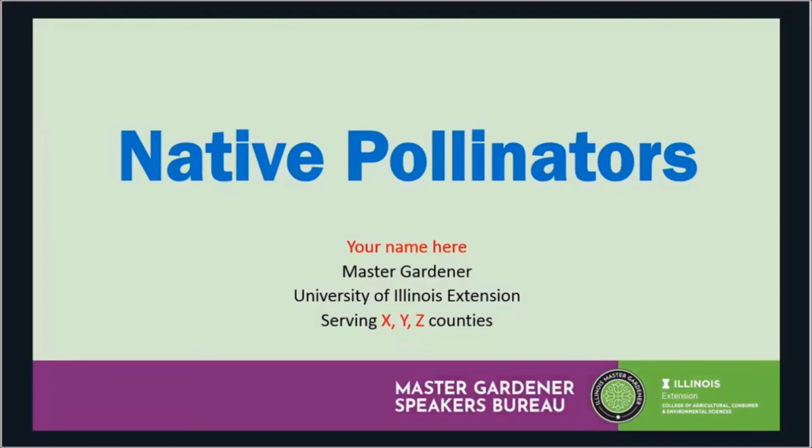So today we're going to talk a little bit about native pollinators. We're going to focus on those in Illinois. So there may be some pollinators out there that we don't have here in Illinois that we're not going to really spend any time on. This is just going to be a general overview of pollinators. We're not really going to get into too much detail on any particular type of pollinator. Instead, kind of give people an idea of the kind of pollinators that are out there, as well as some things you can do to help attract them to your landscape.